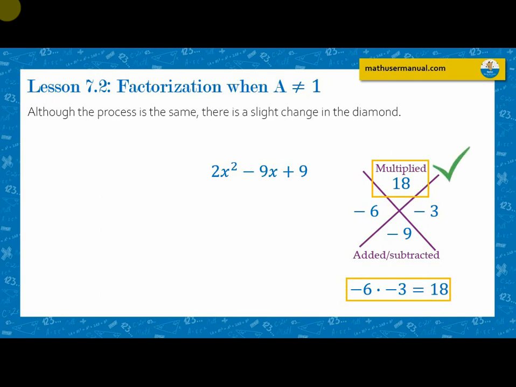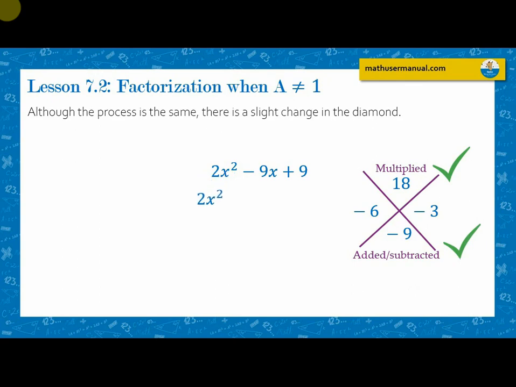That means the criteria of the top of the diamond, when multiplied, equals 18. So we check it. And then if we add or subtract them, following the rules of signs, of course, negative 6 minus 3 equals negative 9. So we meet the criteria of the bottom of the diamond. So we check it. Now we know that our diamond is complete. We can proceed to the next step of the process, which is rearranging our equation.